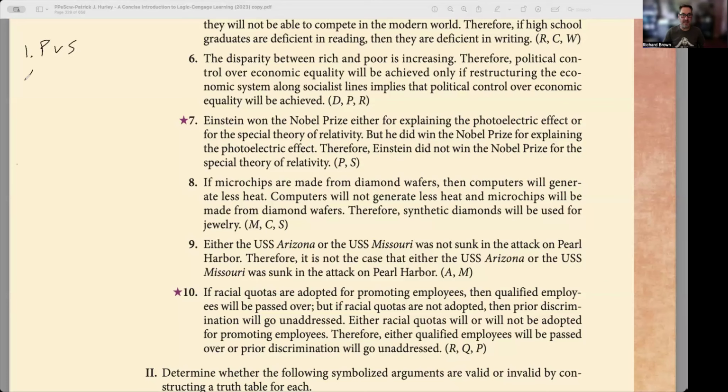And the second premise here says, but he did win it for the photoelectric effect. Therefore, he did not win it for special theory of relativity. So there is the argument, 2 premises and a conclusion. And now we want to construct a truth table for it. So I'll just write it out in the other way.